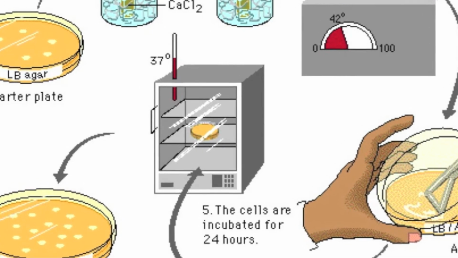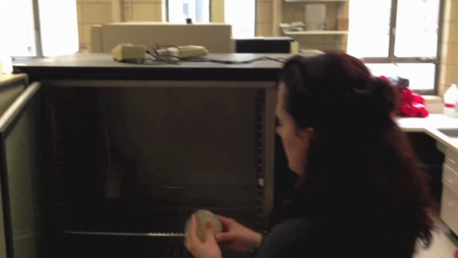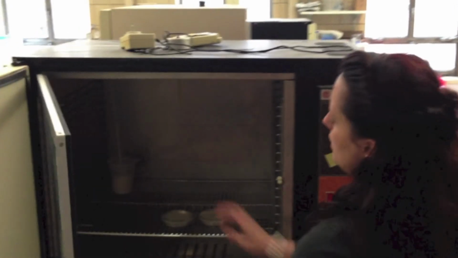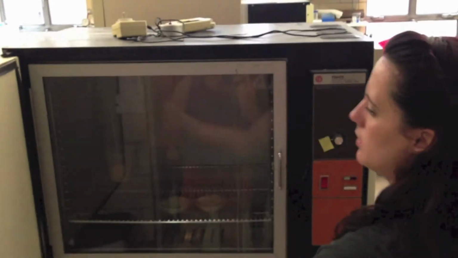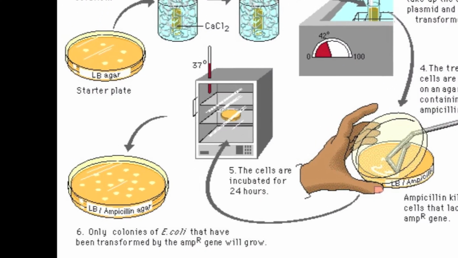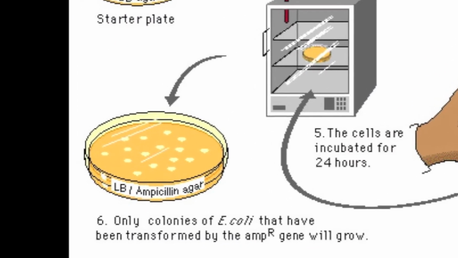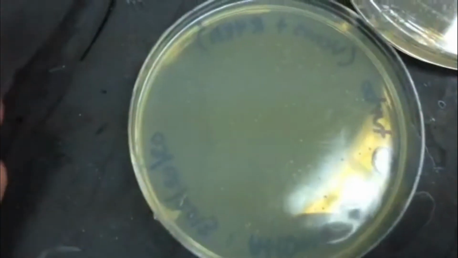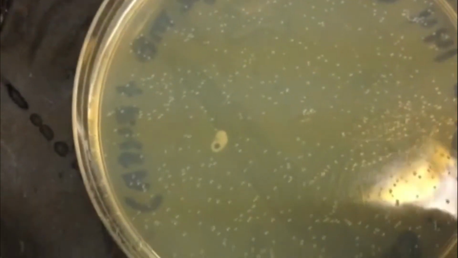After plating, cells are then incubated overnight at 37 degrees Celsius. This allows them to recover from the treatment, to make DNA, RNA, and proteins, and to divide. The next day, you will be able to observe the colonies that have grown on each of the agar plates. This concludes the entire bacterial transformation protocol.